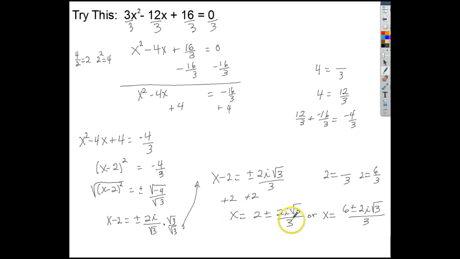This answer is okay, but just in case the author writes it as one fraction, then you'd have to write 2 as thirds. 2 is equal to 6 thirds, so I replace the 2 with a 6 and put everything over 3, and this is also an acceptable answer.